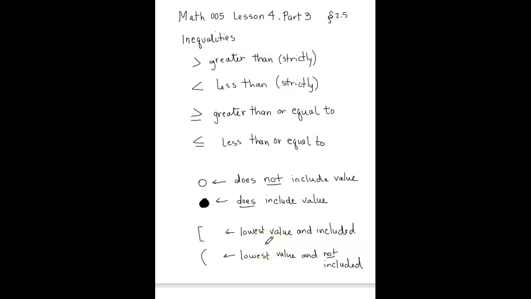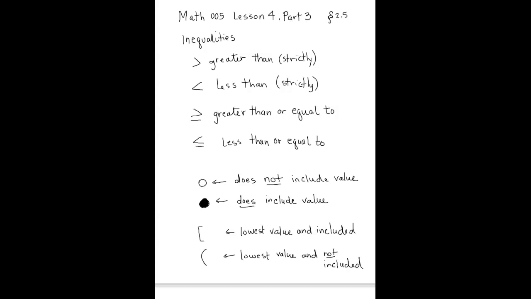All right, so this is Math 005, Lesson 4, Part 3, and we're starting section 2.5 in the book, and we're talking about inequalities. There's some information that I want to make sure everybody has before we go too far afield in the idea of inequalities. Many of you have seen or heard some of these symbols, and that's great. I want to make certain that we're really clear on what's happening though, and how our notation is written.